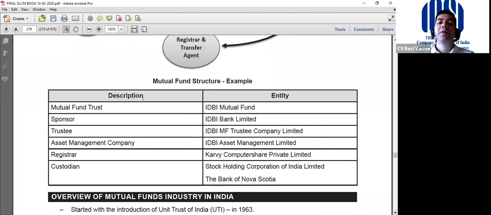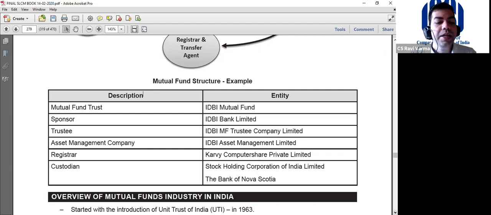See, say for example, IDBI mutual fund. We will see how the picture comes in and who all are acting as sponsor, trustee, etc. This will be clear from this slide. You just see on the screen, the mutual fund trust. Say for example, IDBI mutual fund is there. Who will be the sponsor? The sponsor will be IDBI Bank Limited. Now the trustee will obviously be named with their own IDBI mutual fund trustee.